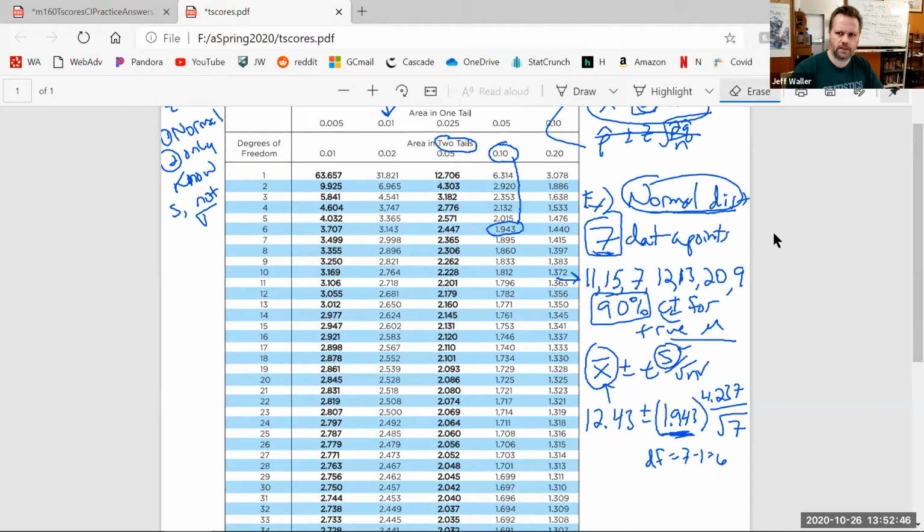Let me erase this down here. And now you just plug in the old calculator. Might as well show you that too. All right, I don't see any questions. I'm assuming everybody's completely cool with what I'm doing. Let me get my calculator up here.